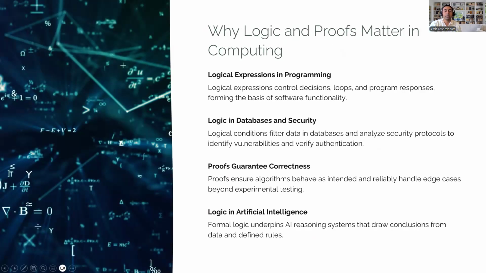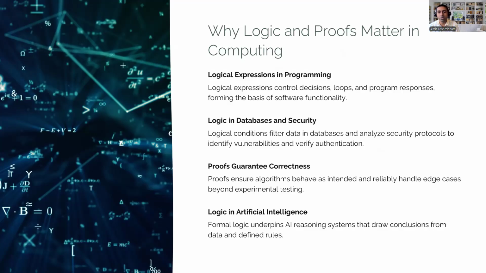Why logic and proof matter in computing? Well, logic and proof play a central role in many areas of computing and information technology. In programming, logical expressions determine how programs make decisions, control loops, and respond to user input. In databases, logical conditions are used to filter and retrieve data accurately.